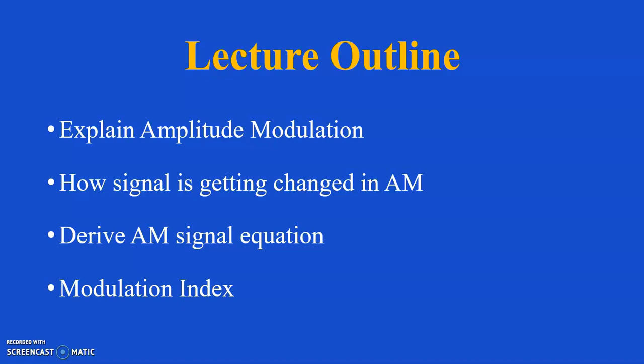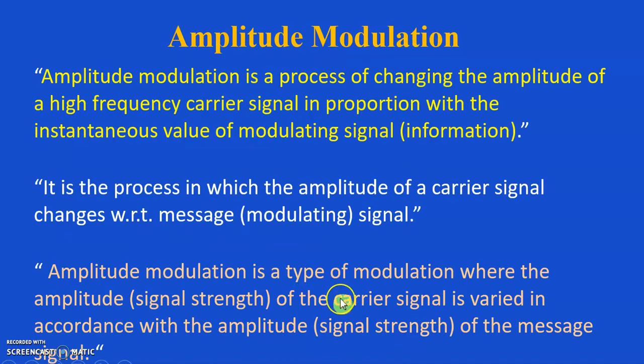So first of all, what is amplitude modulation? Amplitude modulation is a process of changing the amplitude of a high-frequency carrier signal in proportion with the instantaneous value of the modulating signal, which is a message signal that carries the information. Or another definition, it is the process in which the amplitude of a carrier signal changes with respect to the message signal or the modulating signal.